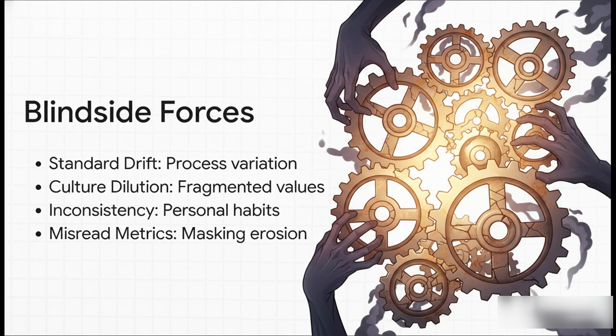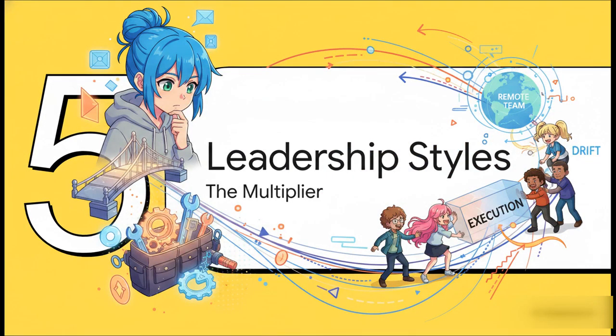The absolutely crucial takeaway here is that remote inconsistency isn't just a skills gap you can train your way out of. It is a system failure, and it requires a systemic countermeasure. Specifically, a leadership execution system, or LES, to provide daily reinforcement and correct that drift. Which brings us to our final section, Section 5, Adapting Your Leadership Style, the multiplier in the performance equation.